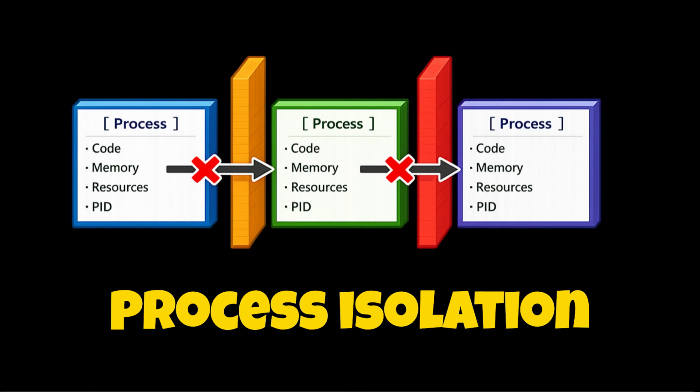Let's say you have a browser, a password manager, and a game. If there was no isolation, the game could simply read memory from the password manager and steal all the passwords, and that would be a disaster. So the operating system ensures one process cannot directly access another process's memory. And this isolation is one of the strongest security guarantees provided by the operating system.